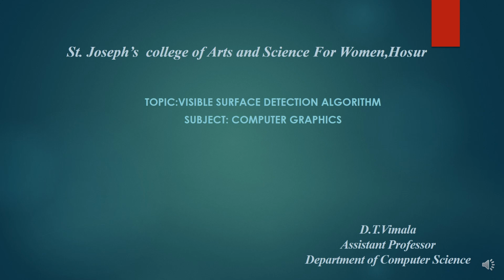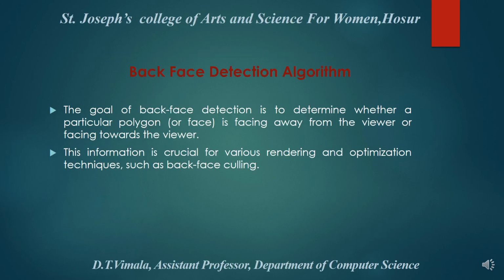Today my topic is Visible Surface Detection Algorithm, subject Computer Graphics. In this we are going to see about the back face detection algorithm. What is the goal? The goal of the back face detection algorithm is to determine whether a particular polygon or face is facing away from the viewer or facing towards the viewer. This information is crucial for various rendering and optimization techniques such as back face culling.